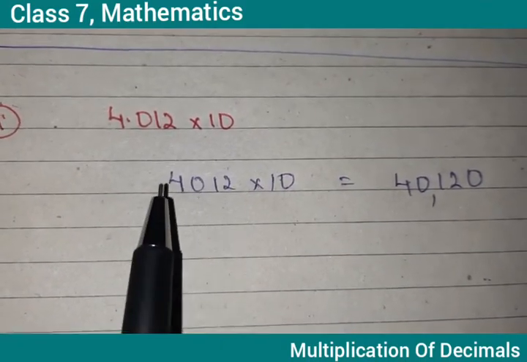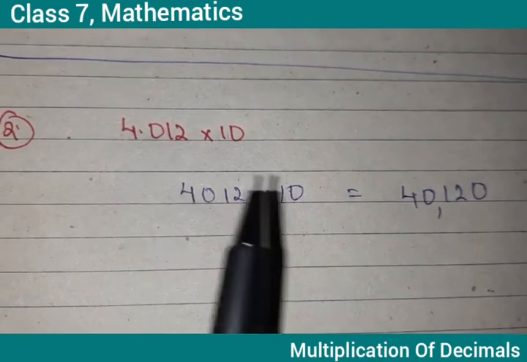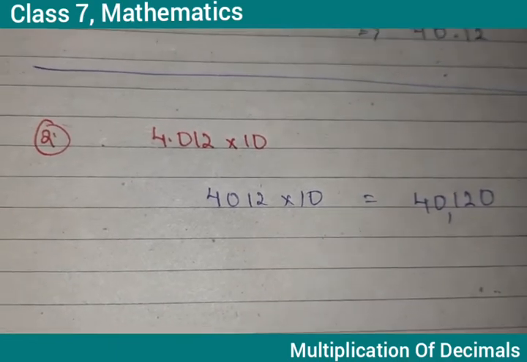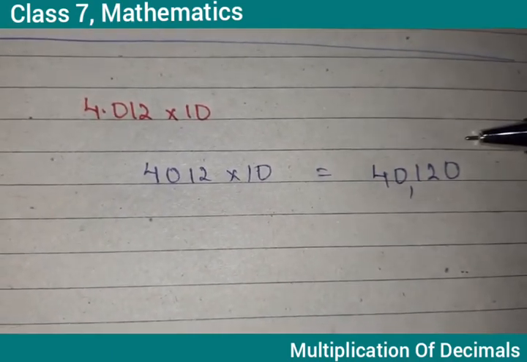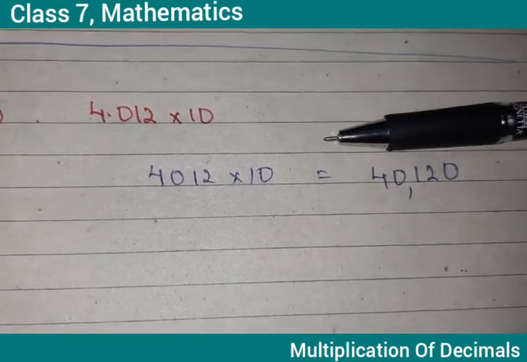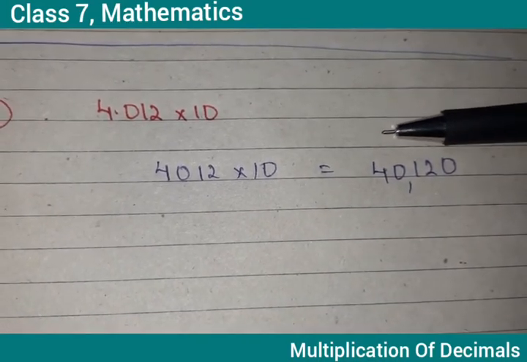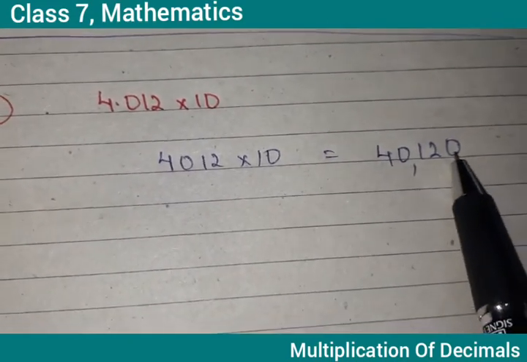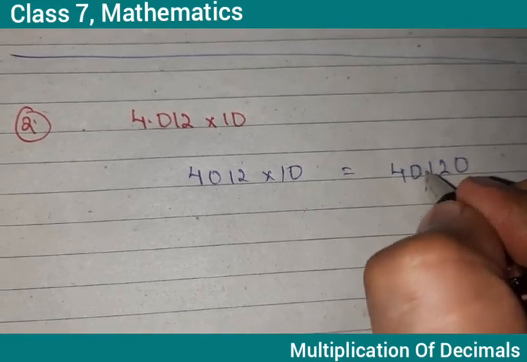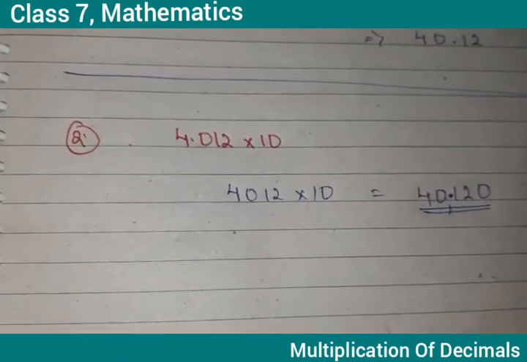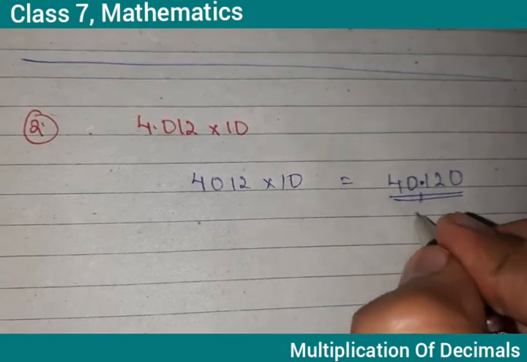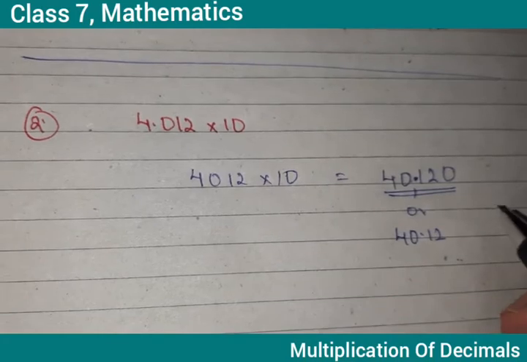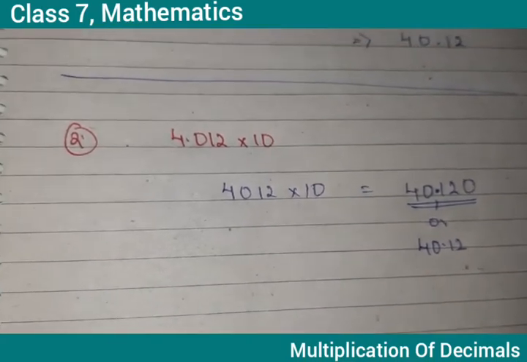Now again count the digits after decimal: 1, 2 and 3. Here there is no decimal in the product. That means we should place the decimal such that after decimal there should be 3 digits in the final answer. So once again we need to count from the right side and go towards the left side, till we attain these 3 decimal places. So 1, 2 and 3, 40.120. This will be the final answer. We can also simplify it and write 40.12. Why? Because see, 0 has no value, so we can write 40.12.